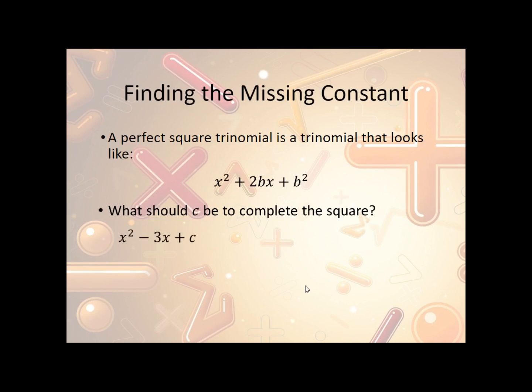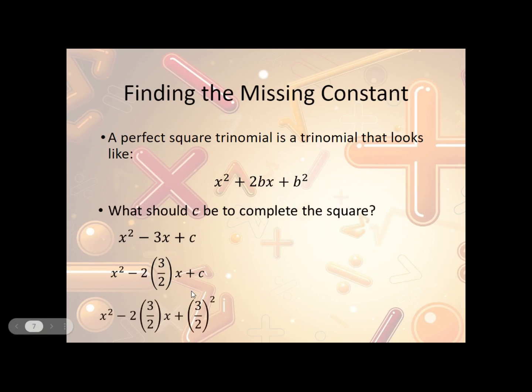So another example, we have x squared minus 3x plus c. So that becomes negative 2 times 3 over 2, right? Because we're going to divide this in half, so 3 over 2, x plus c. And then we just square this to find our c value. So 3 squared is 9, 2 squared is 4, so we get 9 over 4. Should be our answer. So this becomes our c value.